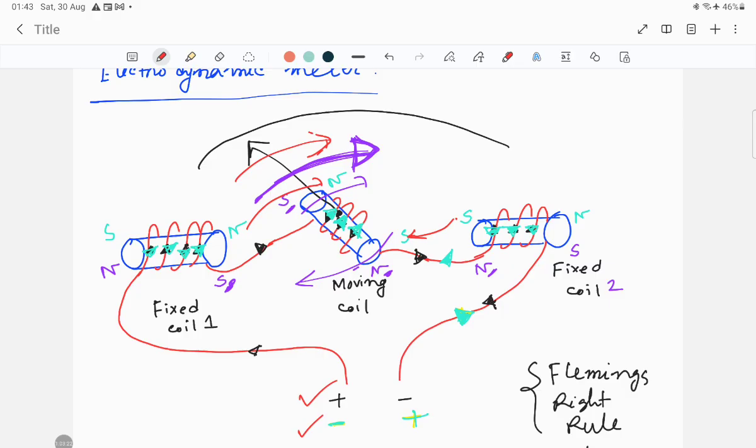In the PMMC only DC is applicable, but for AC you have to provide rectifiers. But in the electrodynamic meter you don't have to provide any sort of rectification circuits.